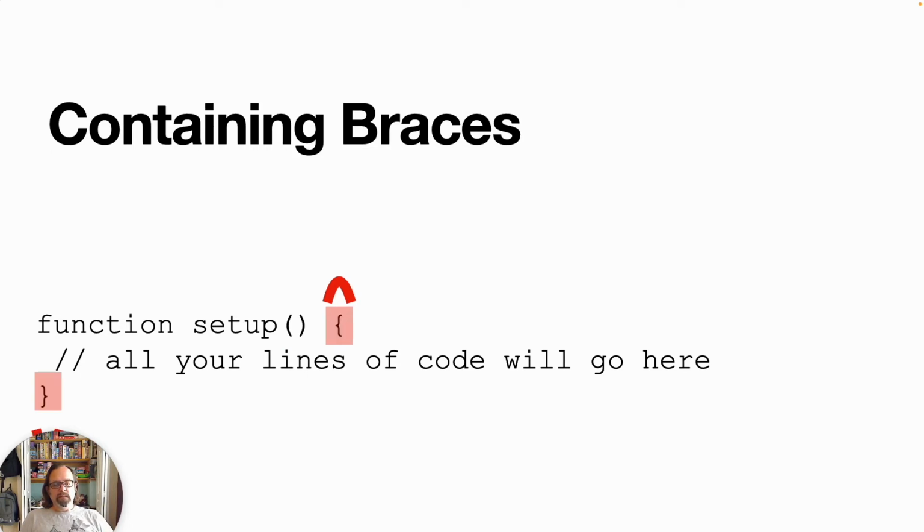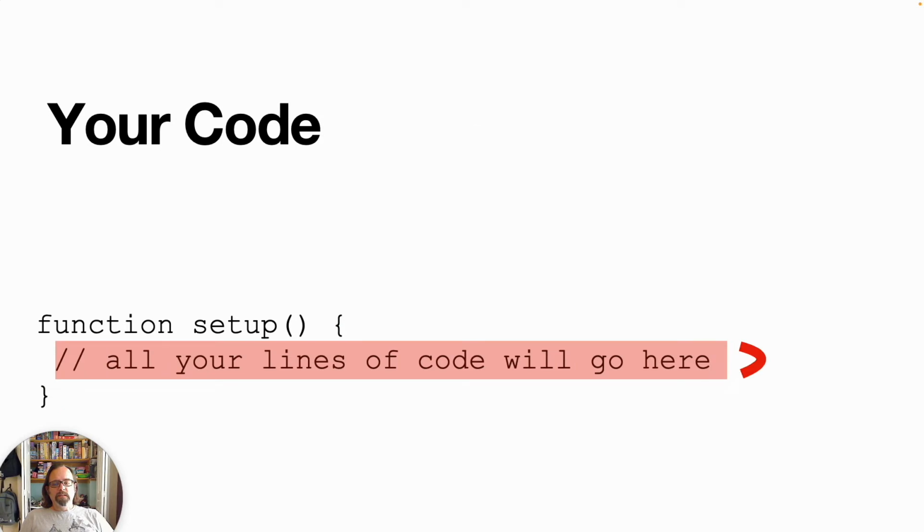The next part is the containing braces. There is an open brace up at the top and a closing brace down at the bottom. In between these 2 braces, all your lines of code go. So you can see this is where all your lines of code would actually go, right here in between the 2 braces.